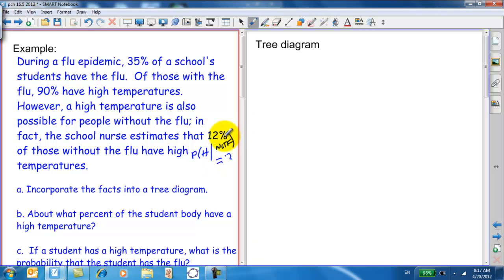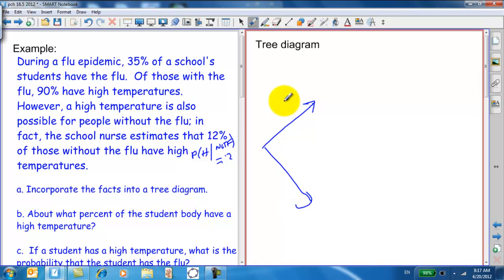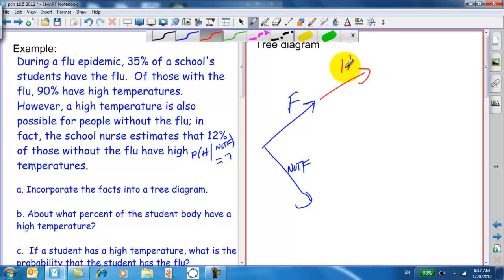So that means, since this is going to be conditioned, we want the flu to be the first thing in our diagram. So a kid either has the flu or does not. Let's call that F or not F. And then, at our second level, is whether they have a high temperature. Let's just call that H for high temperature, and this is not H, not a high temperature. And the same thing down here, H and not H.